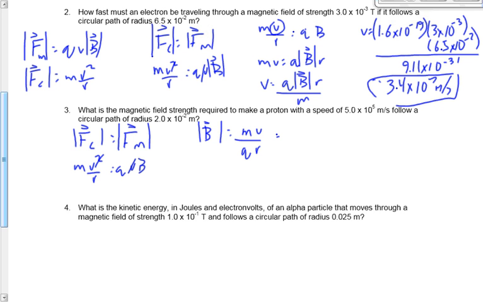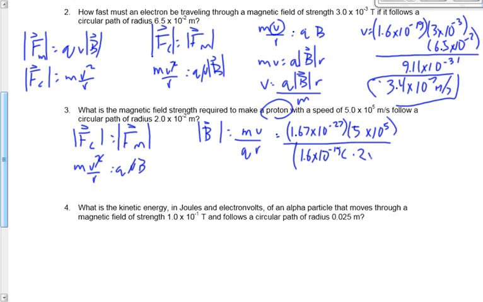Now, this is a proton. So we're going to say its mass is 1.67 times 10 to the minus 27 times the speed, which is given to us, 5 times 10 to the 5, divided by the charge of 1.6 times 10 to the minus 19. Still the same charge as an electron, right? Just positive. And R is 2.0 times 10 to the minus 2. So this equation, we say it works 95% of the time in this scenario. It works for us this time too. Let's pull out the calculator and solve this one, though, just to make sure that we can do it correctly.